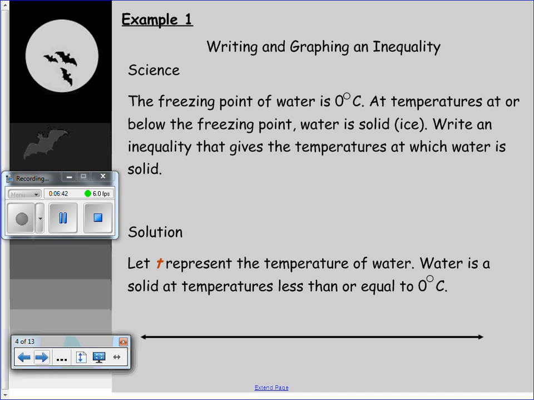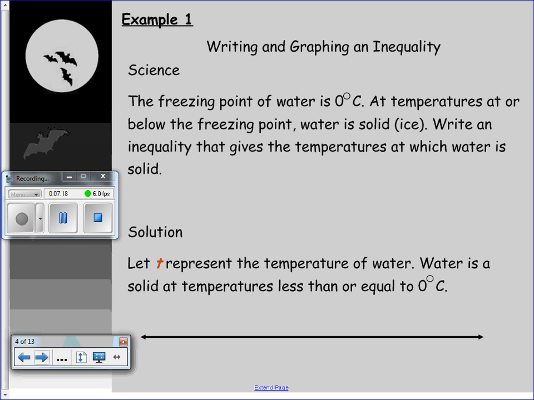So now in our next example 1, writing and graphing an inequality. Science. The freezing point of water is 0 degrees Celsius. At temperatures at or below the freezing point, water is solid, or ice. Write an inequality that gives the temperatures at which water is solid. Now in our solution, they're prompting us to let T represent the temperature of the water. Water is a solid at temperatures less than or equal to 0 degrees Celsius.